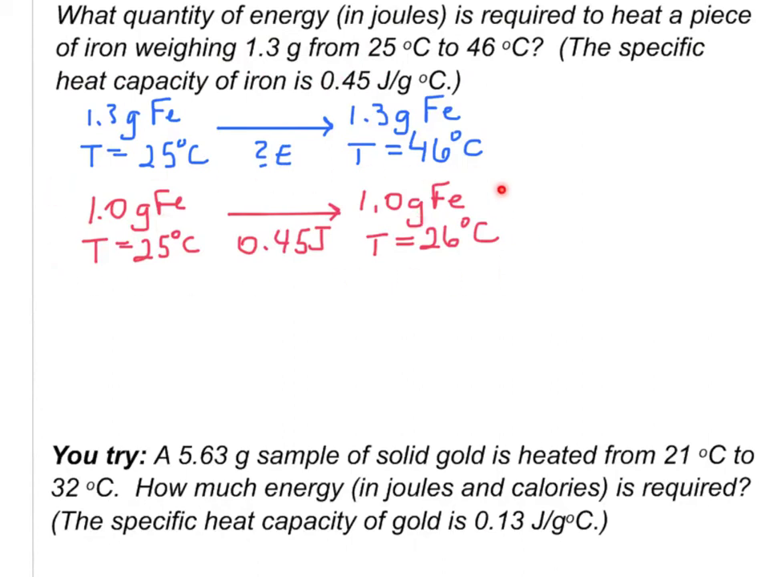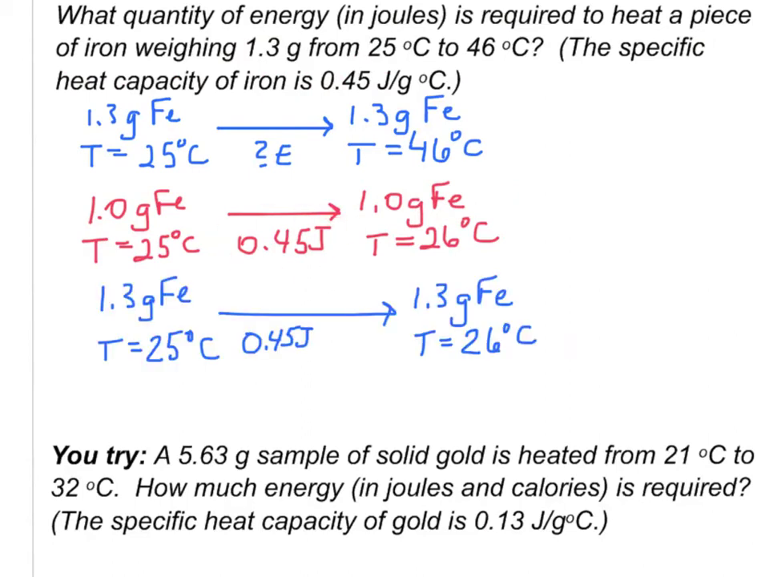We know that raising 1 gram of iron 1 degree will require 0.45 joules of energy. Now what if we want to just raise it 1 degree, but we're going to talk about 1.3 grams of iron? We're going to have to multiply that 0.45 joules of energy by 1.3 grams.